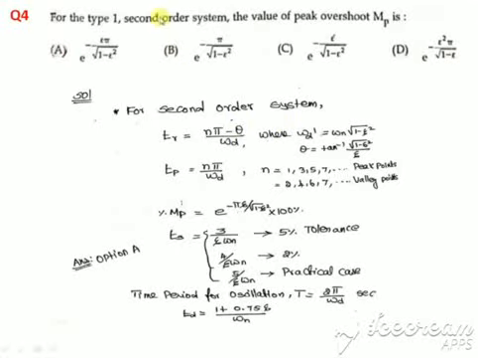So the answer corresponding to this is option A, e power minus pi epsilon. This is the formula, e power minus pi epsilon divided by square root of 1 minus epsilon squared into 100. So this is the answer.